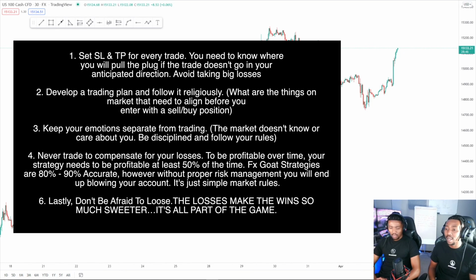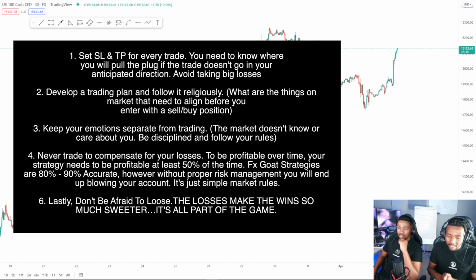As you saw from the small account that we traded before, guys, I always make sure that I take losses, but they don't take too much of my account. It's always the smaller portion of my account. And lastly, guys, what I want to say is don't be afraid to take losses. Losses make the win so much sweeter, guys. Remember that losses are part of the game.